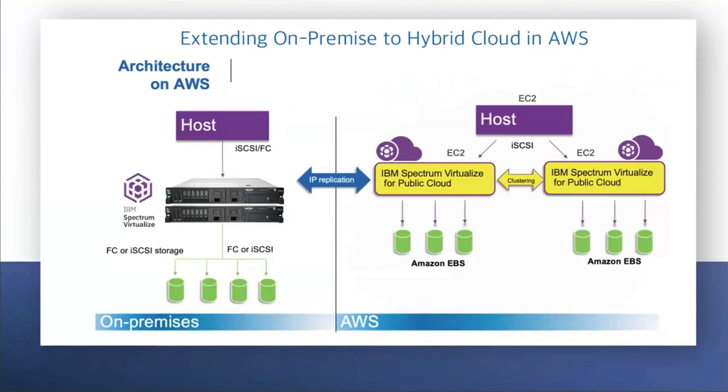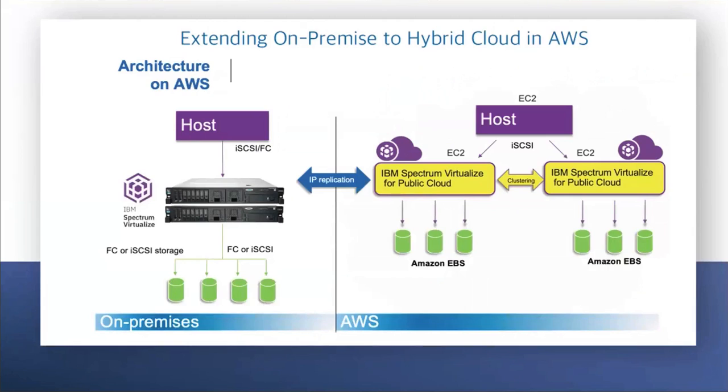All right, so what does this actually look like? I'm a picture person, so this is always beneficial to me. On the left-hand side would be your on-premise solution. This depicts a 2-node SVC cluster. As Michelle mentioned, it could be any Spectrum Virtualize family member.